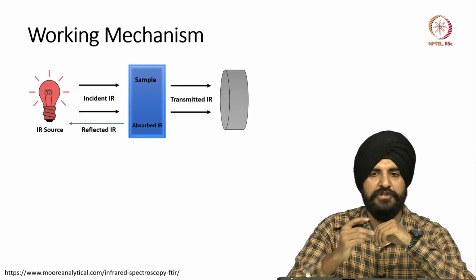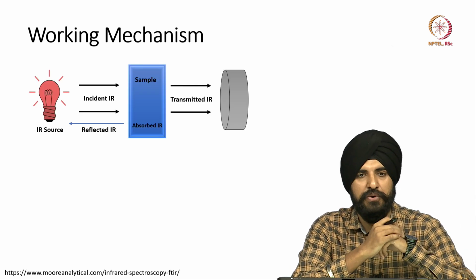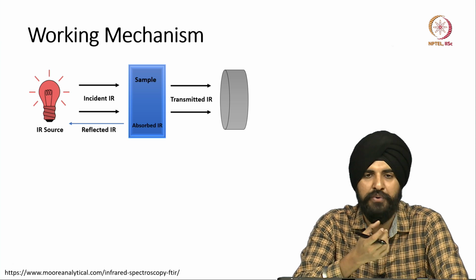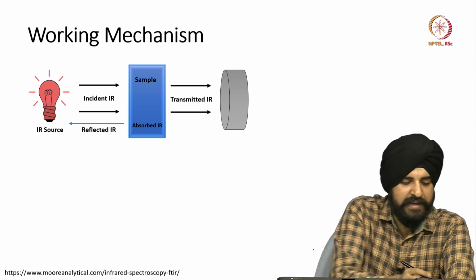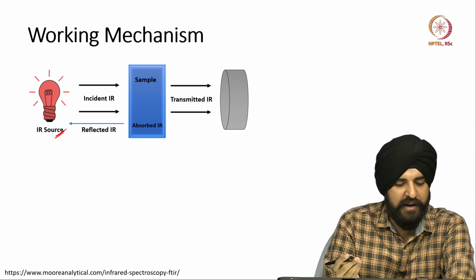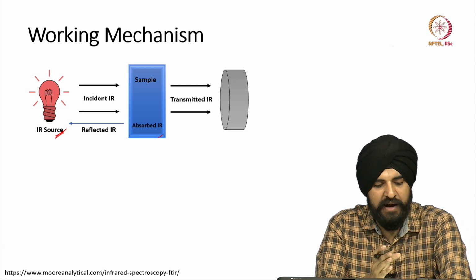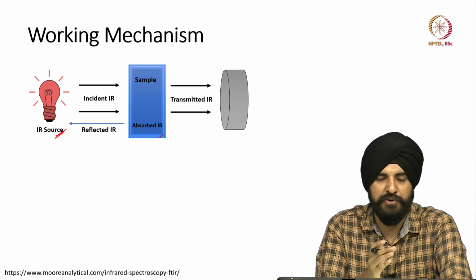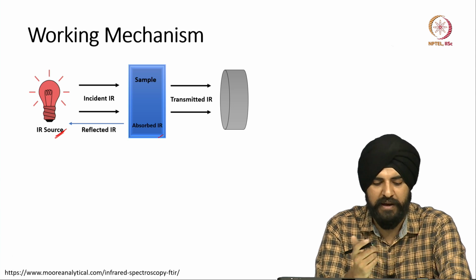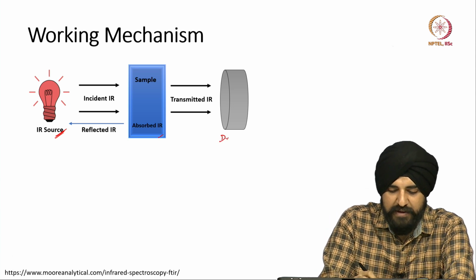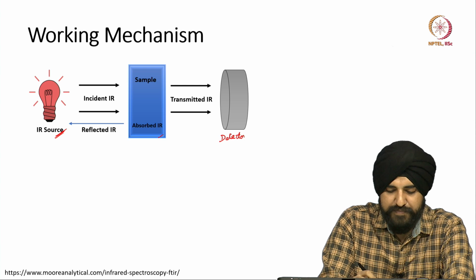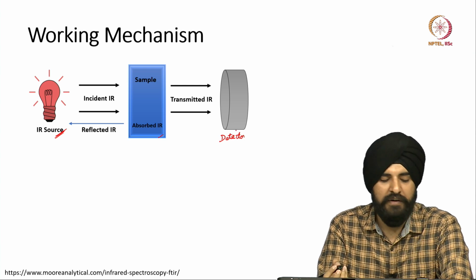Coming to the working mechanism, let's first talk about the instrumentation. The basic necessity for IR spectroscopy is the IR source. We have an IR source, a sample kept at a distance from the source so that it can absorb some of the IR, and then here we have the detector, right.